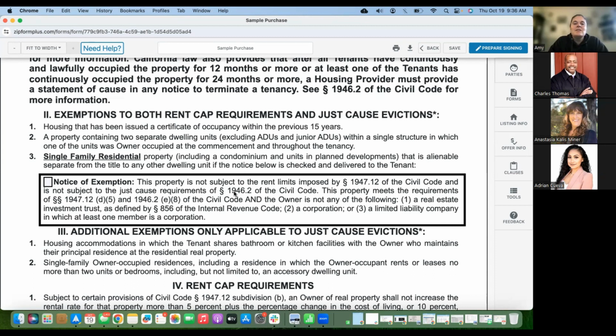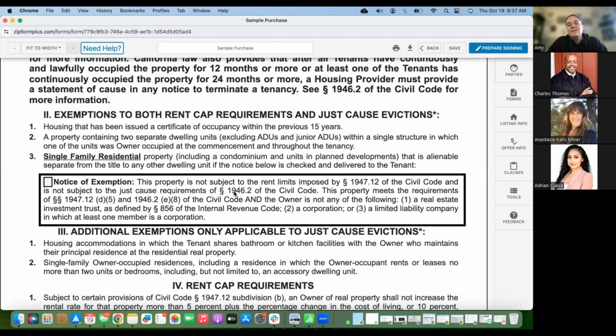This property is not subject to the rent limits imposed by section 1947.12 of the Civil Code and is not subject to the just cause requirements of 1946.2 of the Civil Code. This property meets the requirements of 1947.12 D5 and 1946.2 E2 E8 of the Civil Code.